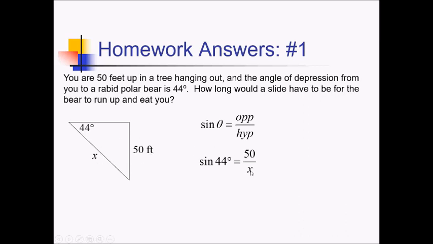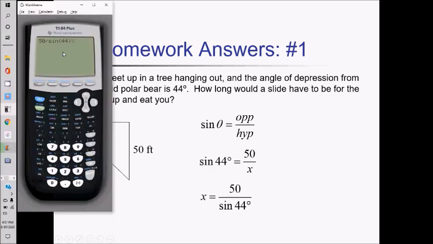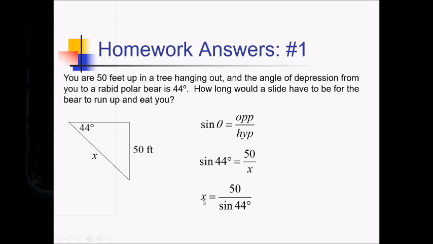Now to solve for x, we have to multiply by x and divide by sine of 44. So basically swap these to get x equals 50 over sine of 44. And now we have to plug that in the calculator. So plugging in 50 over sine of 44 in degrees mode, that comes out to 71.9 and some change. So actually 72.0 if we round it off to the nearest tenth. And that is going to be in feet.